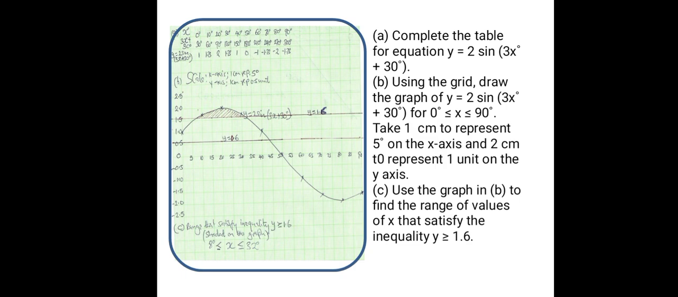Use the graph in B to find the range of values of x that satisfy the inequality y ≥ 1.6.